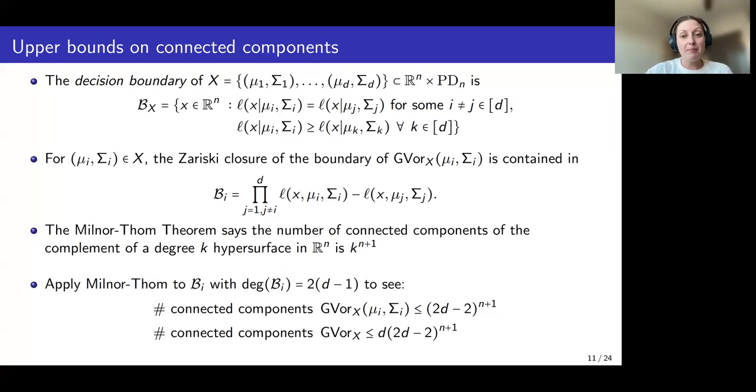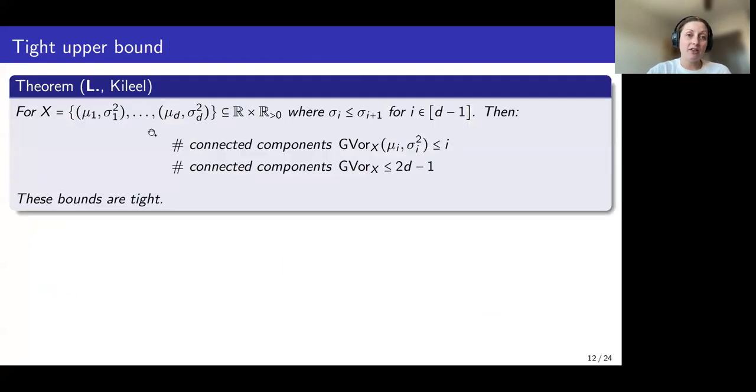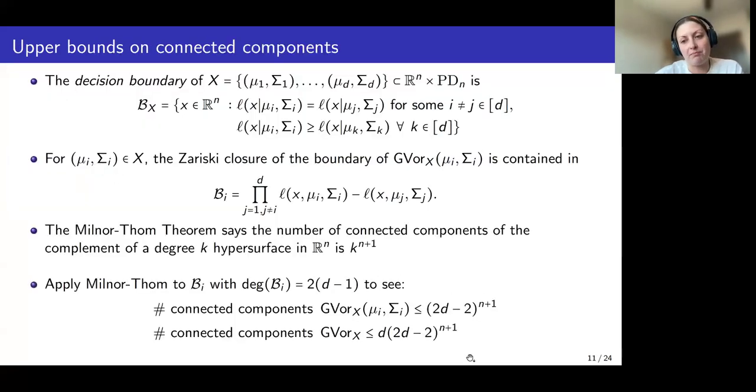In particular, we can consider the one-dimensional case. If we take a collection of Gaussians and put a partial ordering on them by the variances, so we make the variances increasing, then we can show that the number of connected components of a given Gaussian Voronoi cell is at most i, and the number of connected components of the whole diagram is at most 2d minus 1. Two notes here. One is that these bounds are actually tight in this case, and you can plug in n equals 1 here and see that neither of the previous bounds are tight, even in this smallest example.